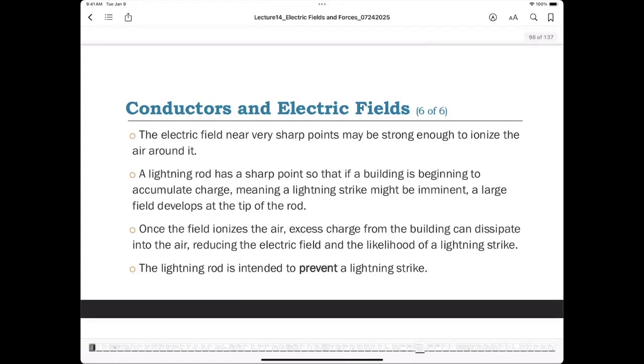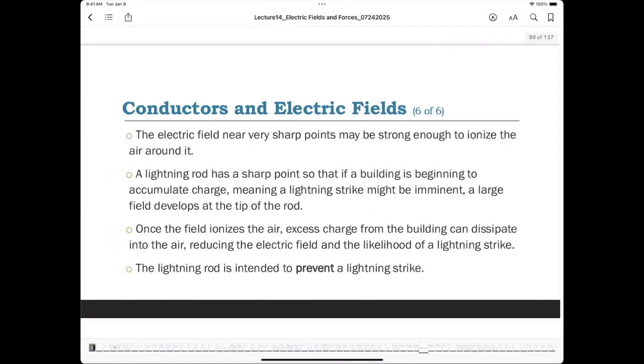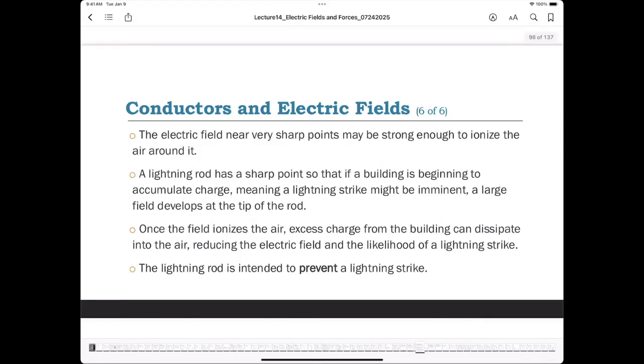Once the field ionizes the air, excess charge from the building can dissipate into the air, reducing the electric field and the likelihood of a lightning strike. Yeah, the lightning rod is extended to prevent a lightning strike.